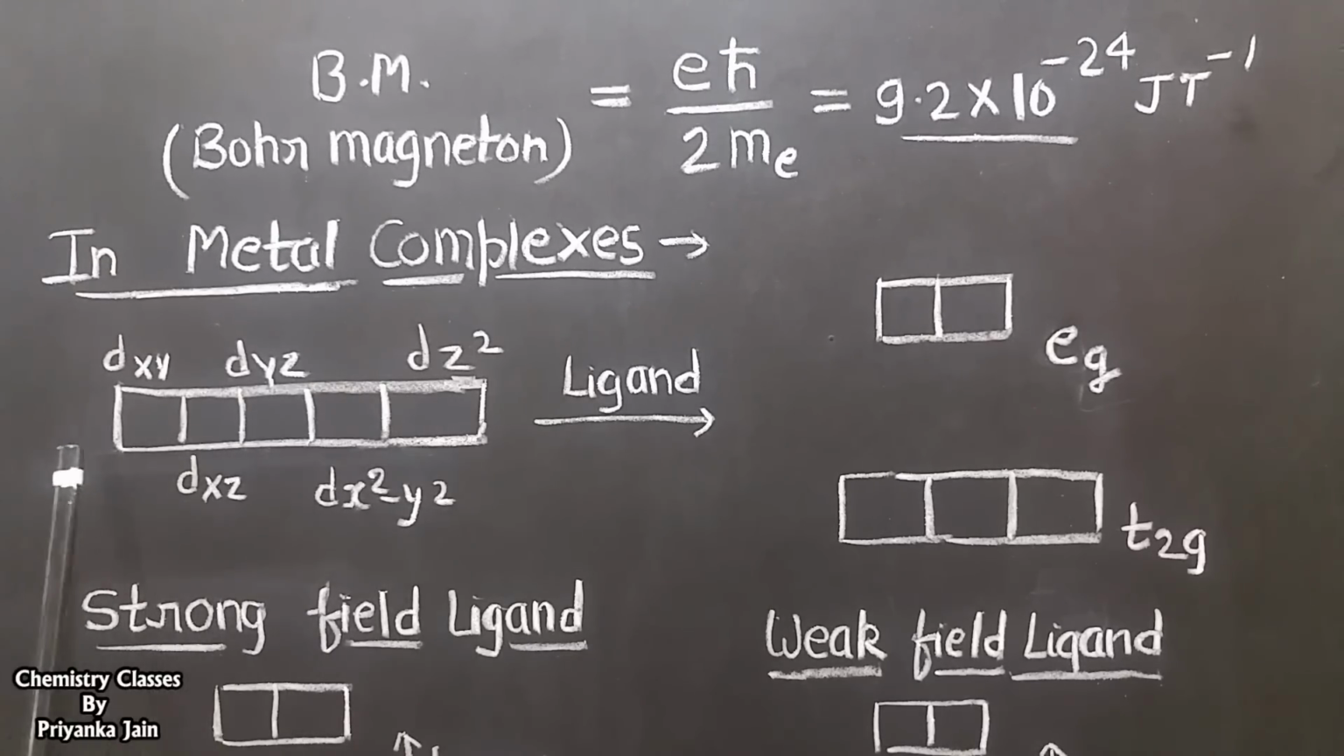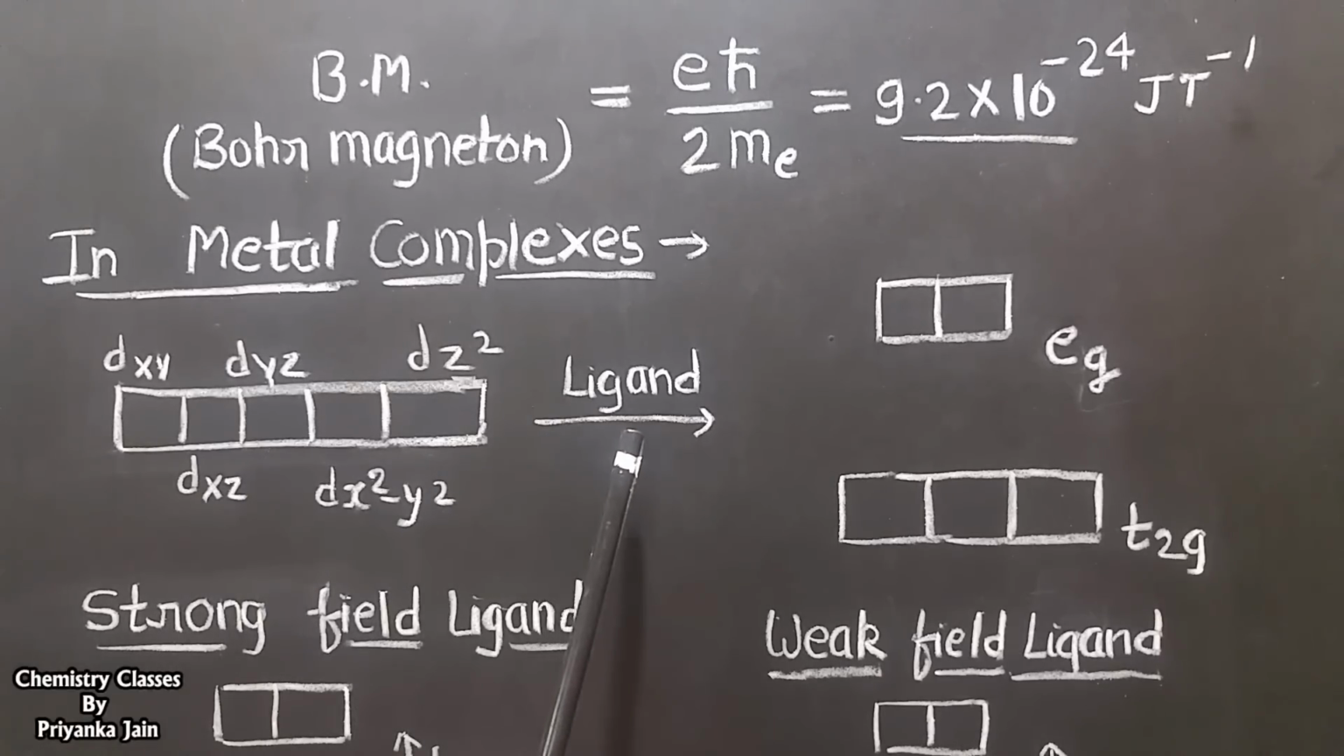All the 5 d orbitals are degenerate, it means all have the same energy. So the electron gets a path for the rotation around the nucleus and it forms the orbital angular momentum, and hence the magnetic moment is the resultant of the spin and the orbital angular momentum.